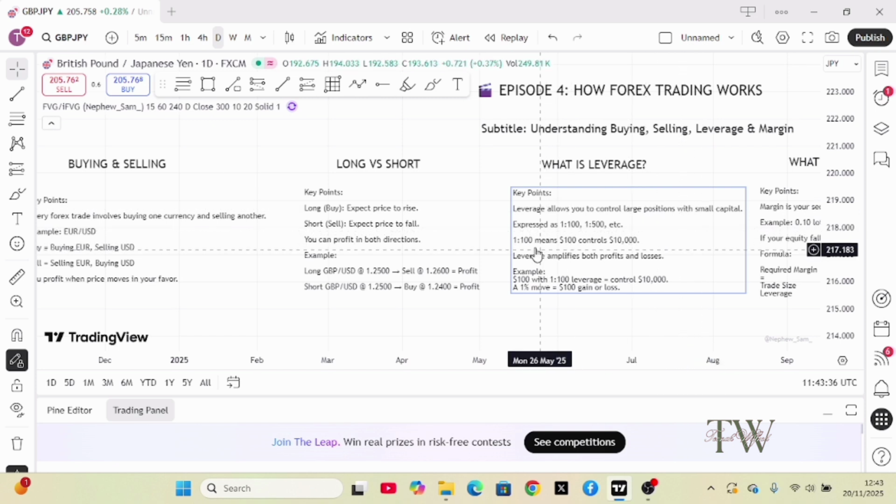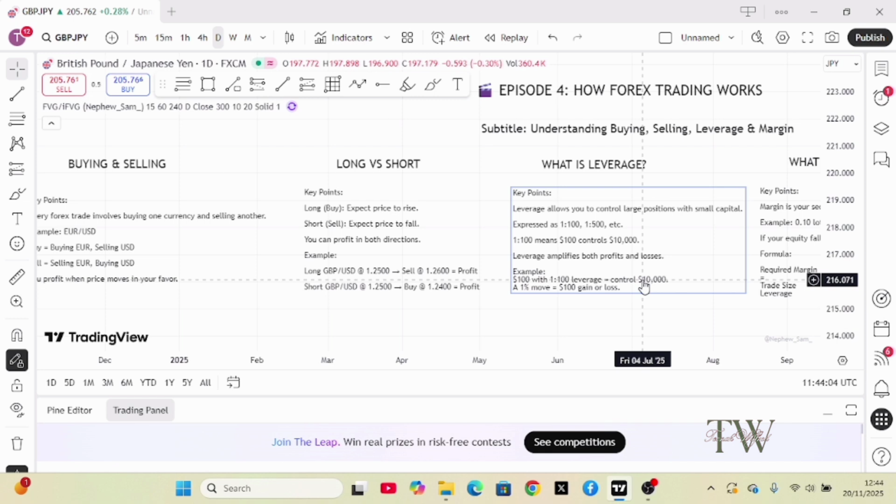Okay, 1 is to 100 leverage means $100 controls what? $10,000. That's why you see somebody say that, oh, they funded $100 and they were able to take it to $10,000. They funded $1,000, they took it to $100,000. They funded $10 to take it to $100 or $1,000. These things are very achievable, and the only thing that makes it very much achievable is what? The power of what? Leverage.